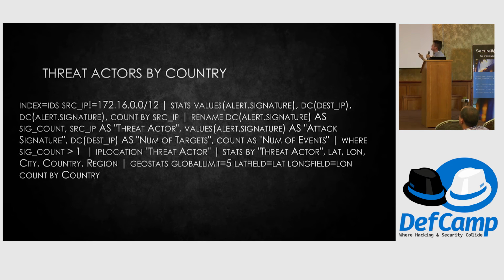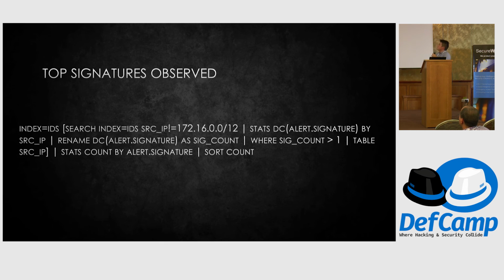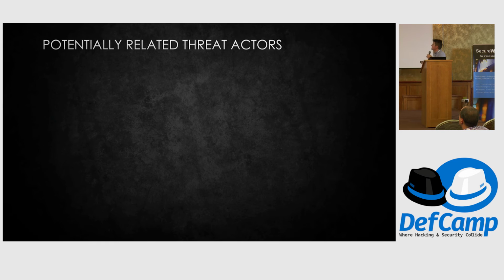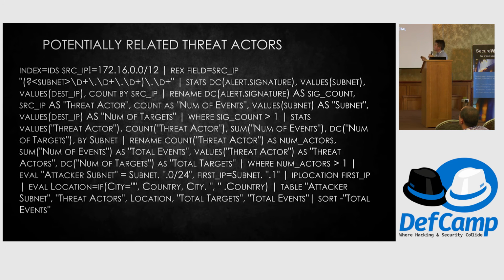Anyway, so there's the one for the threat actors by country. There's your search for the top signatures observed. There's your threat actors, the number of targets and signatures detected, that one that brings together and sees how many destinations it's attacking. Potentially related threat actors. This one's a beast. This one goes through and uses some regex to find that subnet.